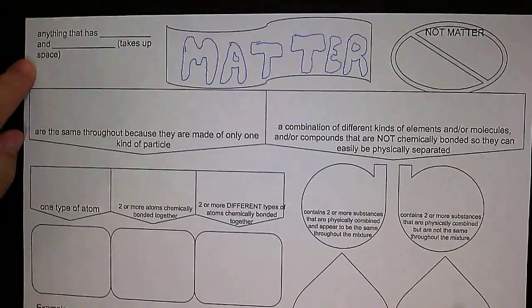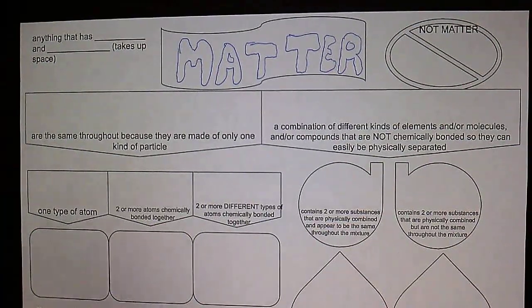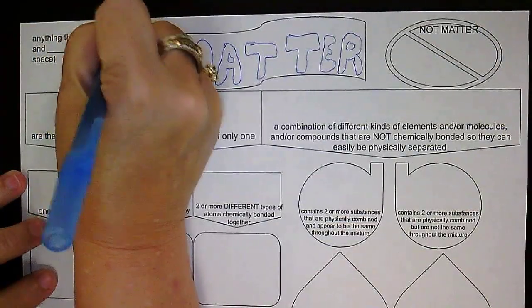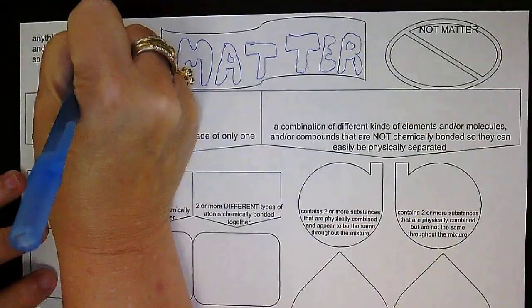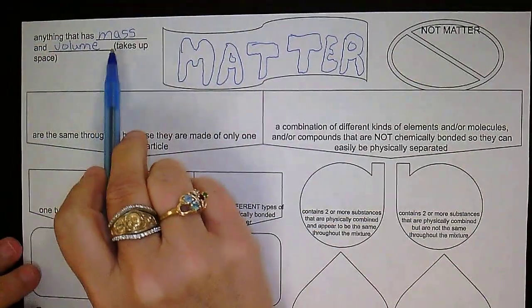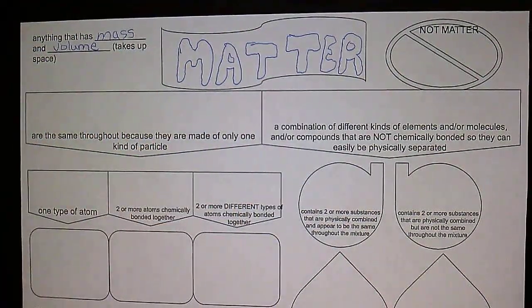So over here we have a place to write the definition of matter. So matter is anything that has mass and volume. And volume had to go in that second spot because after it I put takes up space, which is the definition of volume, right? And so we had talked about how there are 4, sometimes you'll hear it say 3, different states of matter, 3 or 4: solid, liquid, gas, and plasma. Plasma is just an electrified gas.